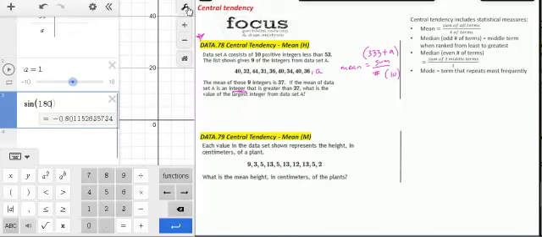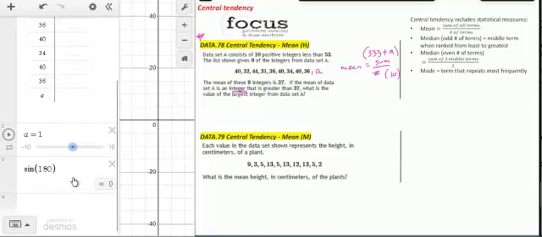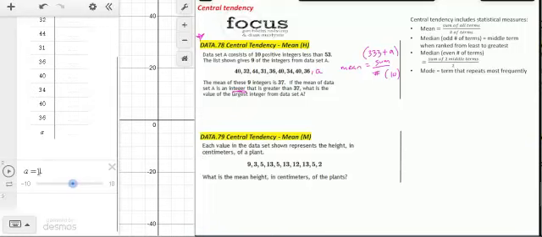if you go to this little wrench tool, this settings tool, you can change the mode right here. So I would change it to degrees, and once I do that, then I see that it actually gives me the correct answer. Okay, so do be careful with that. Make sure that you are in the correct mode for these. All right, so back to our problem that we're working on here.